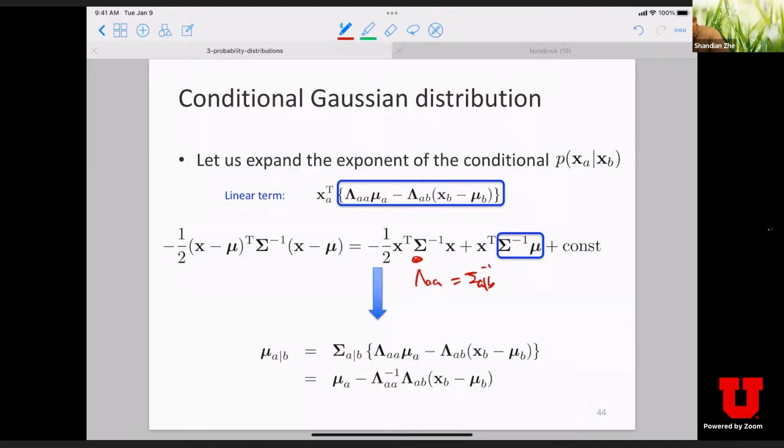Then from these two mapping relationships, we can immediately get the conditional mean. Remember, sigma A given B inverse times mu is this guy, just copied from here. Now you want to get mu, so you just multiply sigma A given B on both sides. You do some simplification and you get the conditional mean: mu A subtracted by lambda AA inverse times lambda AB times XB minus mu B.